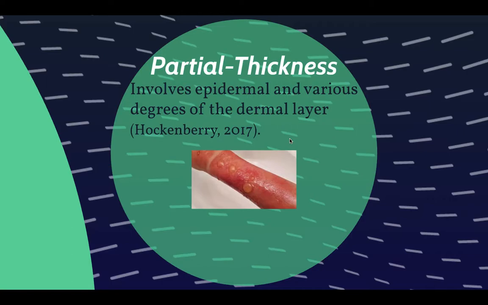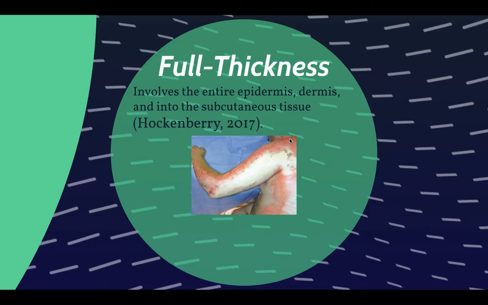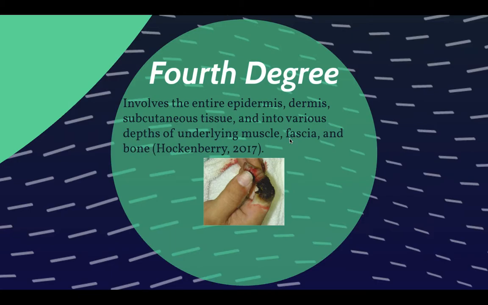Next, we're going to talk about partial thickness or 2nd degree burns. This involves epidermal and various degrees of the dermal layer. Next is full thickness or 3rd degree burns. This involves the entire epidermis, dermis, and into the subcutaneous tissue. And the final depth of burn is the 4th degree burn. This involves the entire epidermis, dermis, subcutaneous tissue, and into various depths of underlying muscle, fascia, and bone.